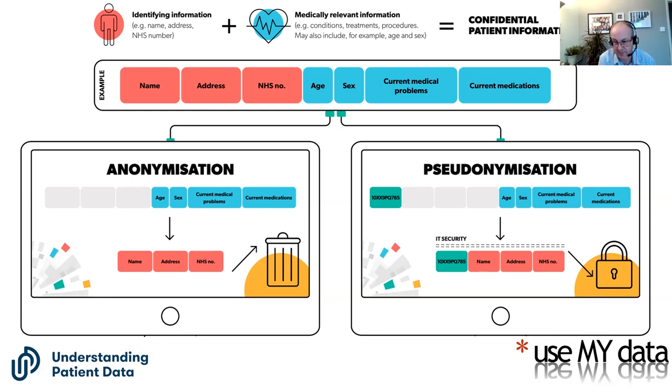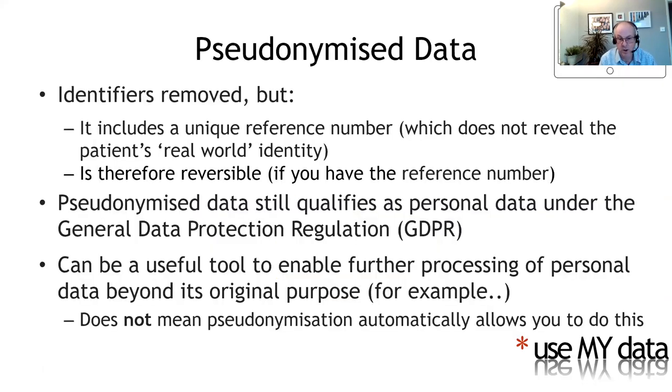But there is the fundamental difference. Pseudonymization generates a key which goes with the data to the researcher. The key means nothing to them, but it does mean something to the people who hold the original data in the first place. So on the topic of pseudonymized, let's start there first. The identifiers are removed, the unique reference number is generated, and it's therefore reversible. Now, because it's reversible, if you've got the key, pseudonymized data still qualifies as personal data under the GDPR, the General Data Protection Regulation.